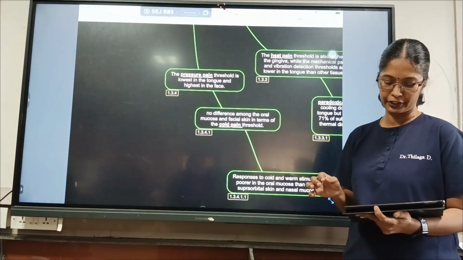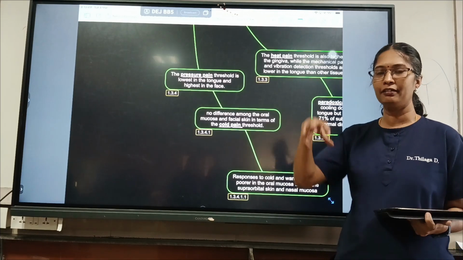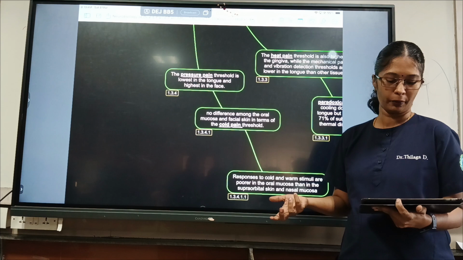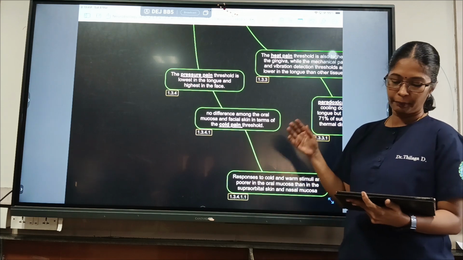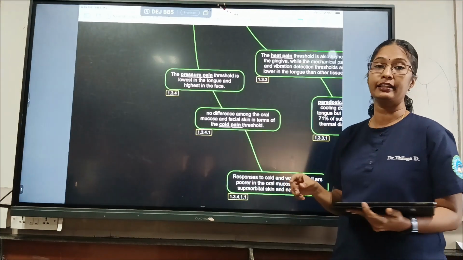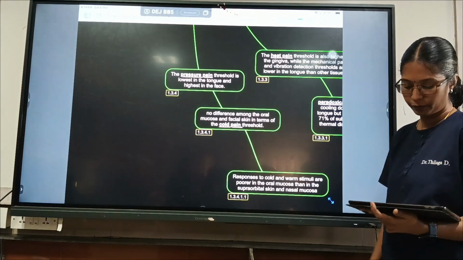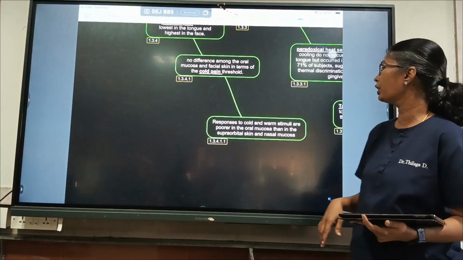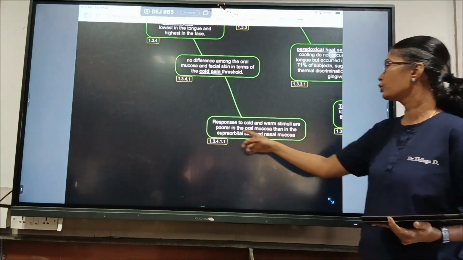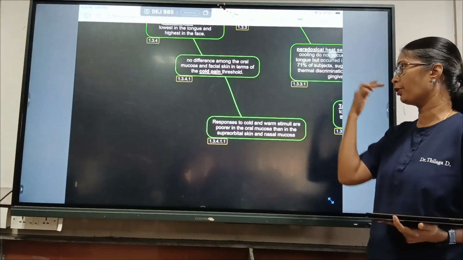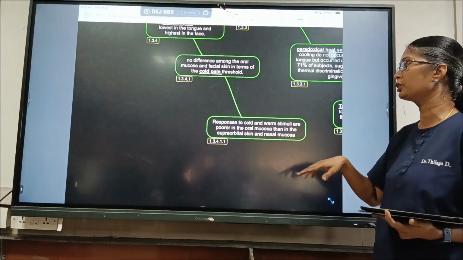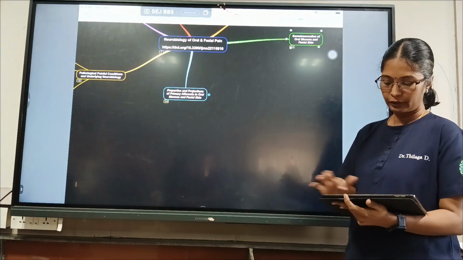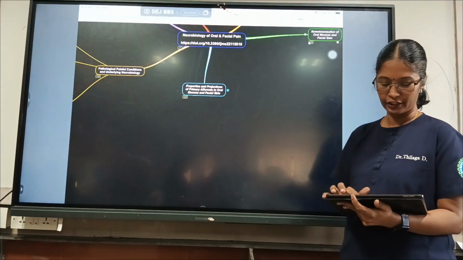And when we talk about pressure pain, what is pressure pain? To some extent, our skin can hold the pressure, but once it exceeds the threshold, then it turns into pain. That is pressure pain. The pressure pain threshold is lowest in the tongue and highest in the face. And there is no difference among the oral mucosa and facial skin in terms of cold pain threshold. Responses to cold and warm stimuli are poorer in the oral mucosa than in the supraorbital skin and nasal mucosa. So when they compare the supraorbital skin and nasal mucosa, the responses to cold and warm stimuli are poor in oral mucosa.